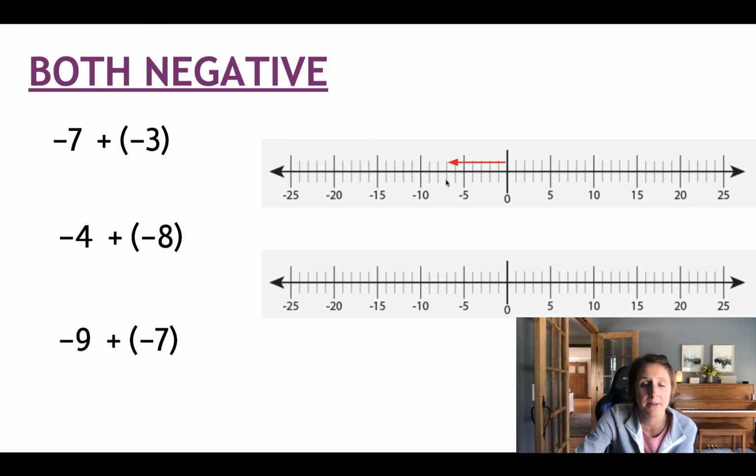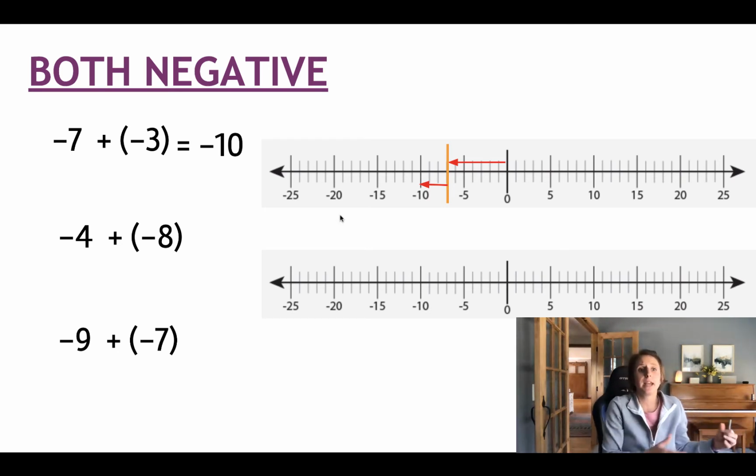I'm at negative 7. Now, am I going to take 3 more steps in the negative direction or 3 more steps in the positive direction? Look at what sign is associated with this 3. Negative. So I'm going to take 3 more steps in the negative direction from my negative 7, which brings me to negative 10. So we walked further into negative land when both integers were negative.